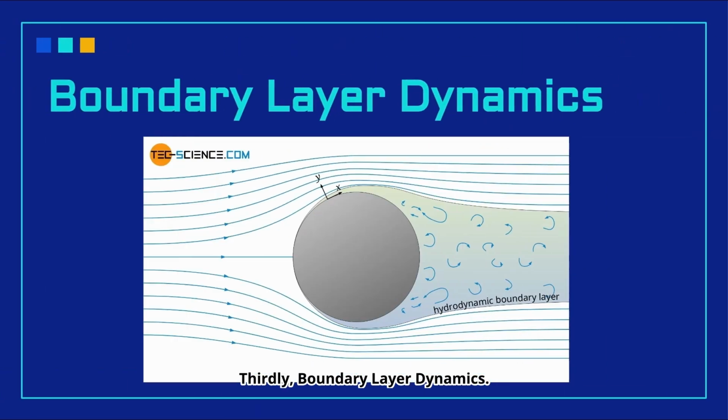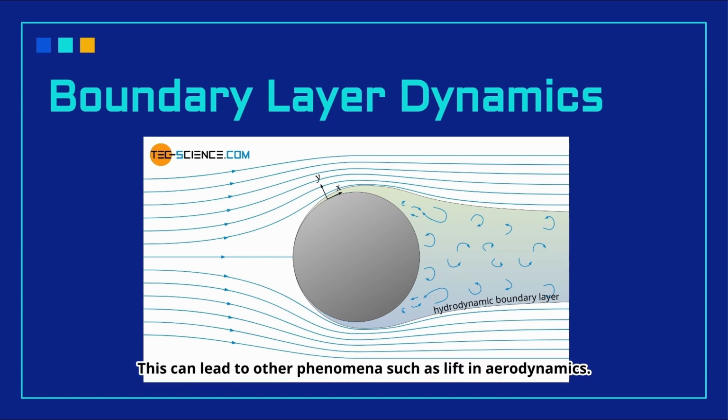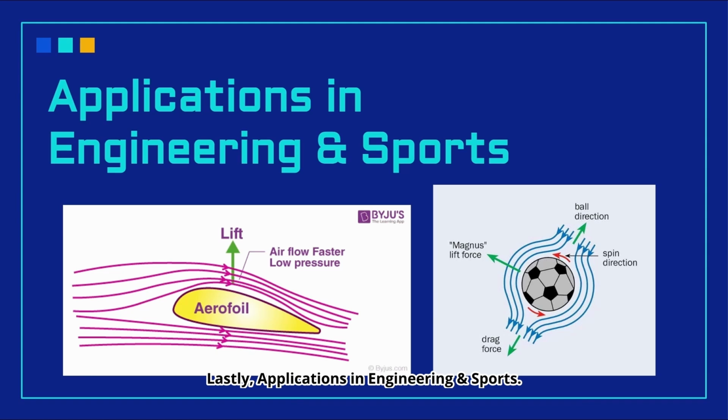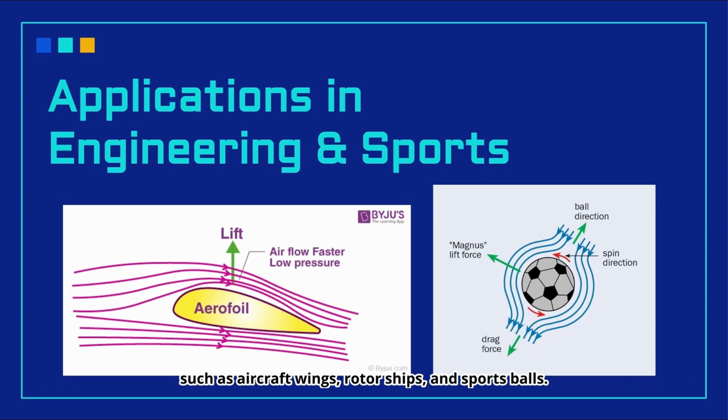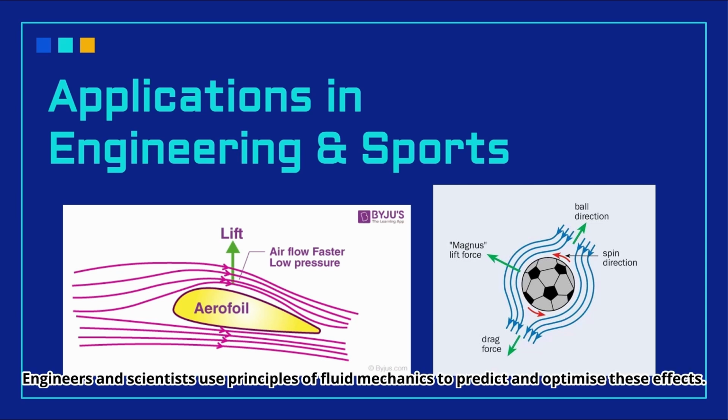Thirdly, boundary layer dynamics. The rotation affects the boundary layer of fluid around the object, changing the flow characteristics. This can lead to other phenomena such as lift in aerodynamics. Lastly, applications in engineering and sports. Understanding the Magnus effect is crucial for designing objects that move through fluids, such as aircraft wings, rotor ships, and sports balls. Engineers and scientists use principles of fluid mechanics to predict and optimize these effects.